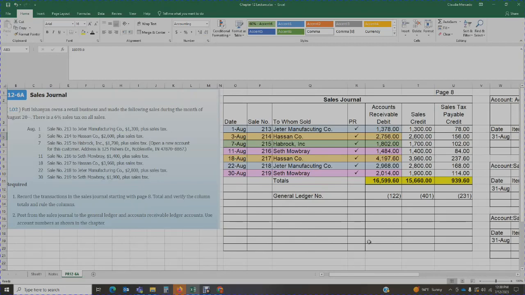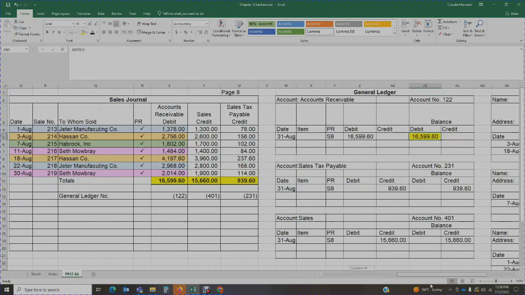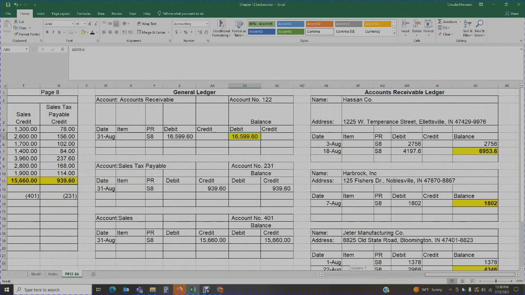Okay. So I hope this helps you identify how to analyze and organize the information into the separate special journals, how useful these special journals can be in saving time and energy in recording transactions into the system, organizing the information, and then transferring the information to both the general ledger and the accounts receivable ledger.